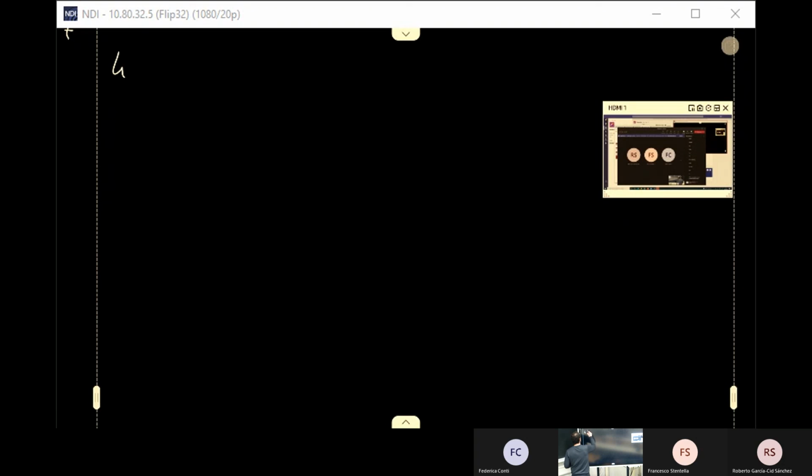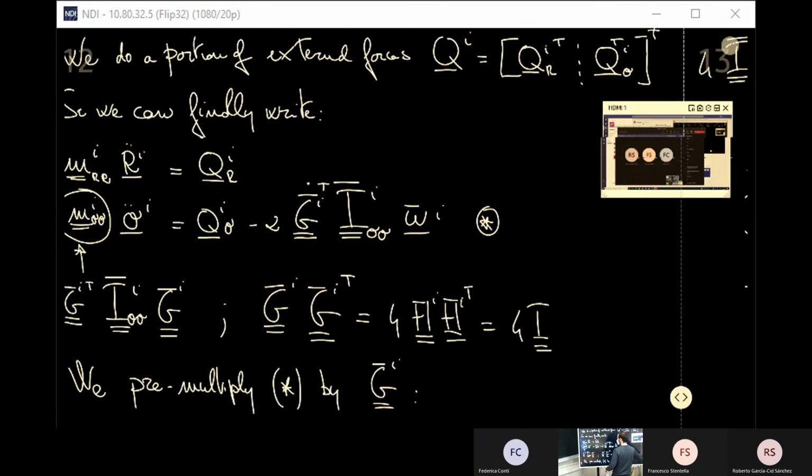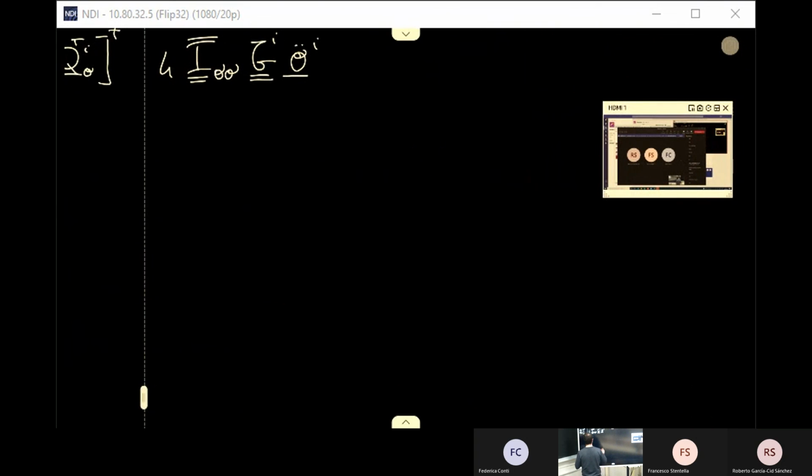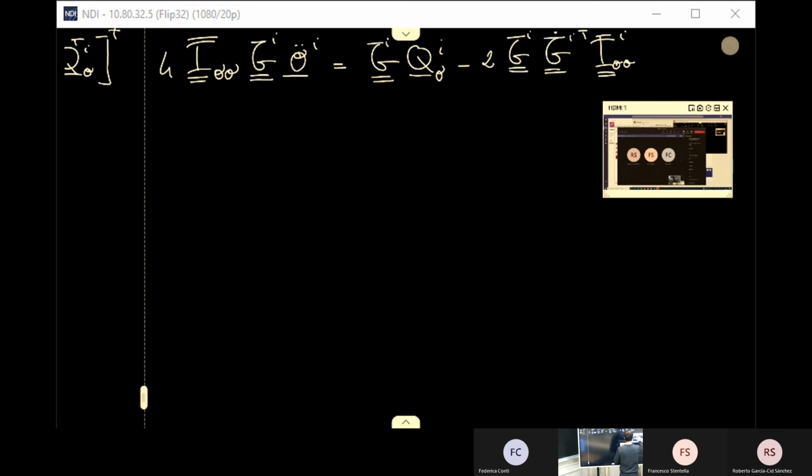And this basically comes to 4 times theta_i, G_i theta double dot_i, times G_i Q theta_i, minus 2 G_i G_i dot transposed theta_i omega_i.